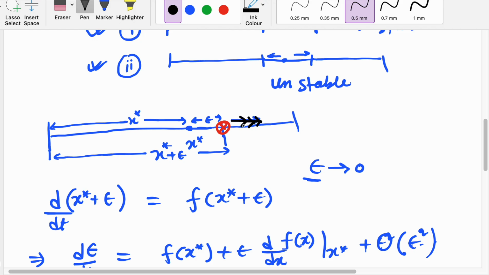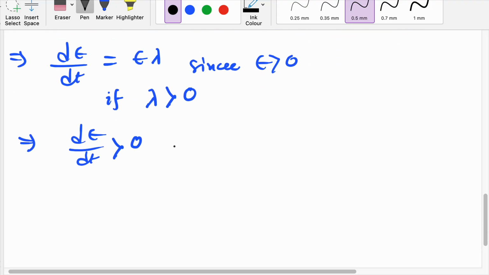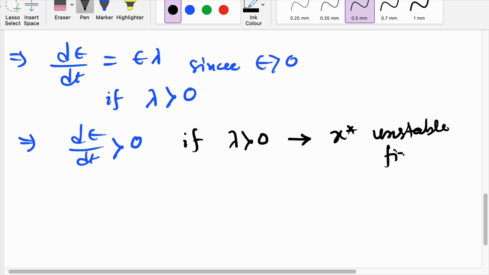So in this direction, my velocity will be moved. Now if it goes in this direction, then I can say my fixed point will not be achieved by the system, because the system will move in the other direction of where the fixed point is. So then I can say if lambda comes out greater than 0, then x star is an unstable fixed point. Okay, and you can solve this equation exactly.